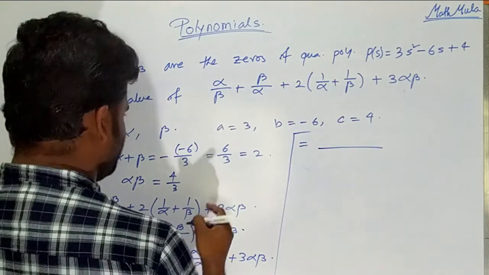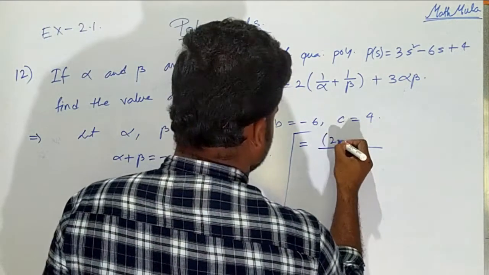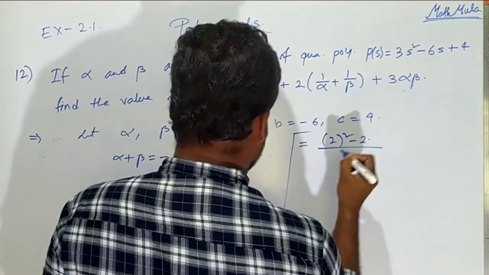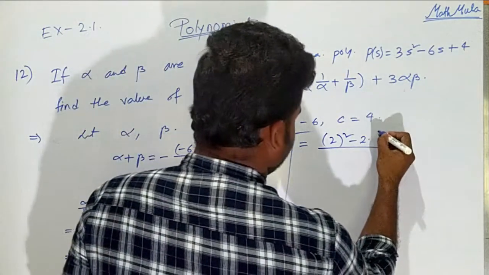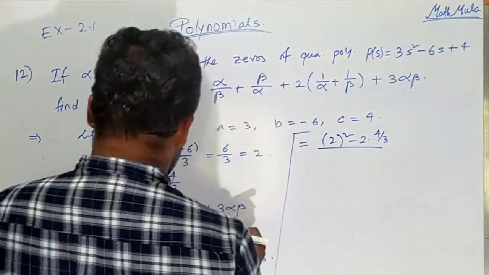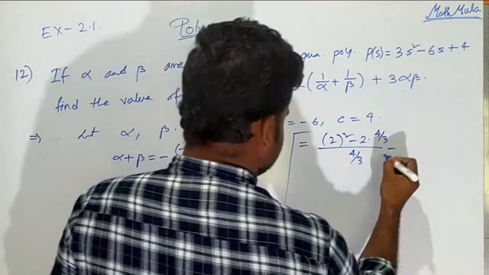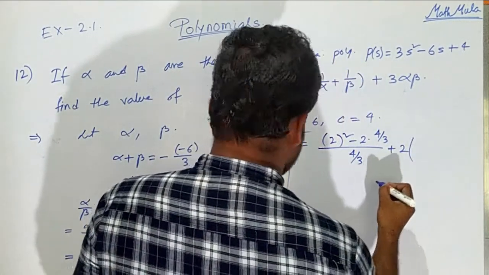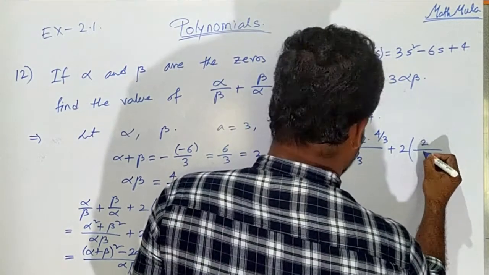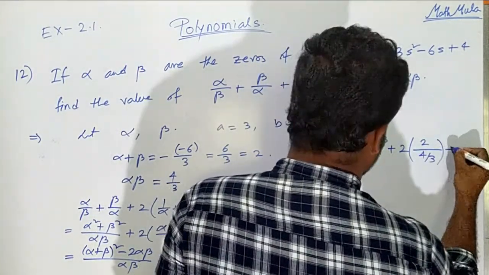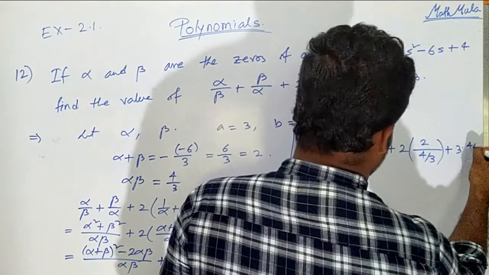Now putting the value of alpha plus beta and alpha beta in this expression, we get alpha plus beta is equal to 2, that is 2 square minus 2 into 4 by 3, by alpha beta, that is 4 by 3, plus 2 of 2 by 4 by 3, plus 3 of 4 by 3.